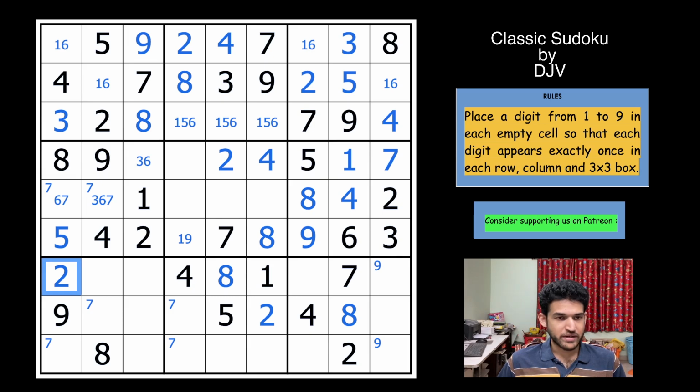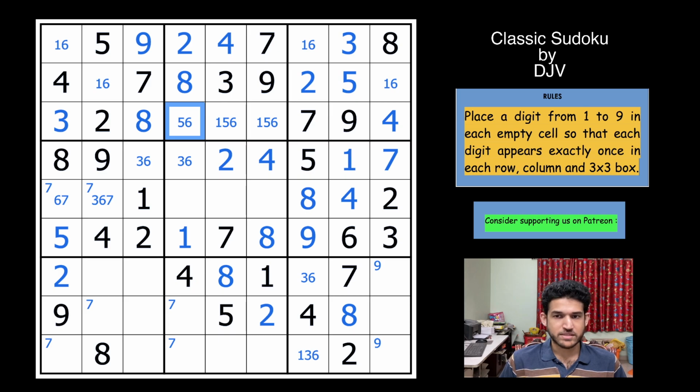I placed the 2 here, right? So let's look at column 7. Remaining cells are 1, 3, 6. That's not a 1, that's 3, 6. This is also 3, 6 for the row. And where does the 1 go? In box 5, has to be here. And which means this is not a 1, that's 5 and 6.